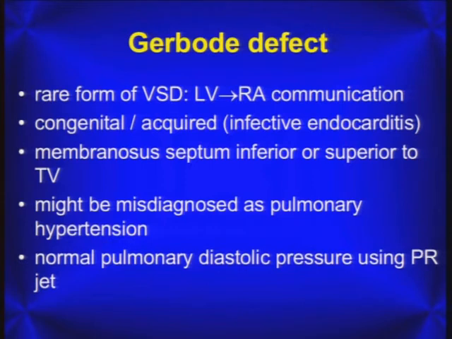So what to know about the Gerbode defect? It's a rare form of the ventricular septal defect, which causes a shunt between the left ventricle and the right atrium. It might be congenital or acquired, and if it is acquired, it is a consequence or complication of infective endocarditis. The membranous septum, inferior or superior of the tricuspid valve, can be affected, and it very often might be misdiagnosed as pulmonary hypertension. Normal pulmonary diastolic pressure using the pulmonary regurgitant jet may help in differential diagnosis.